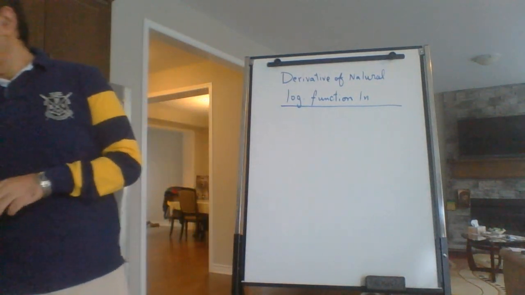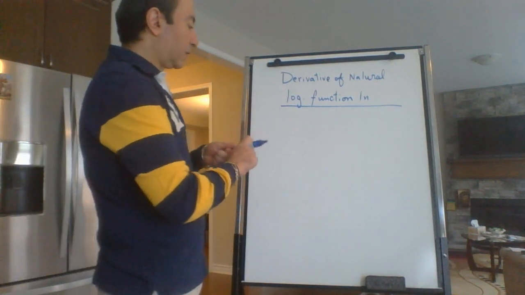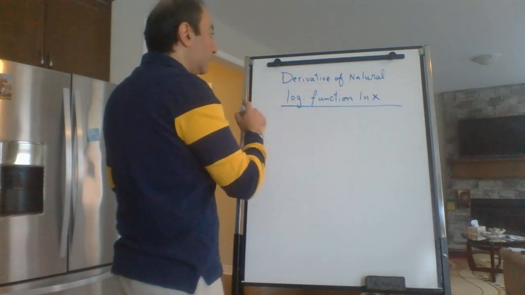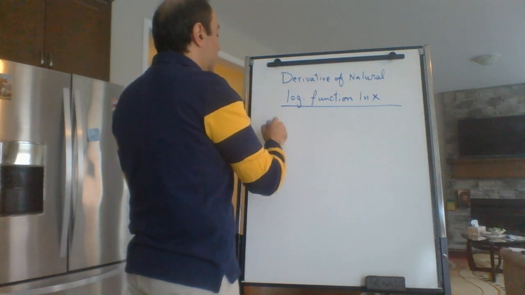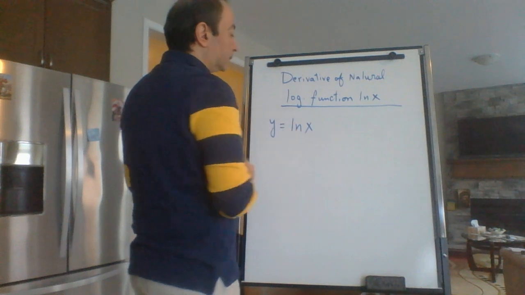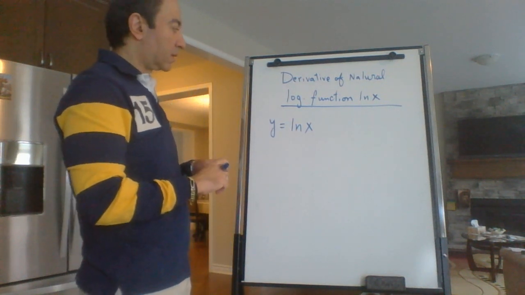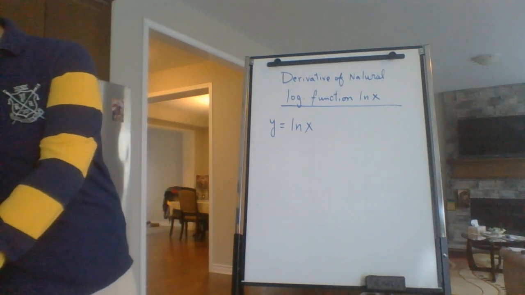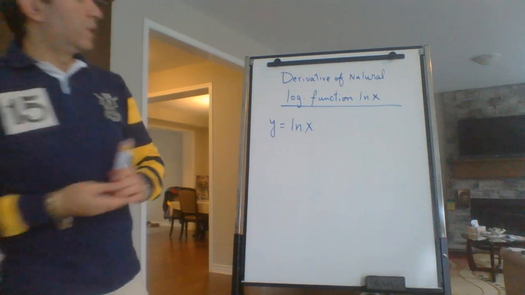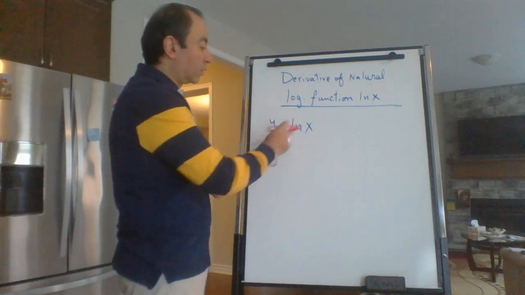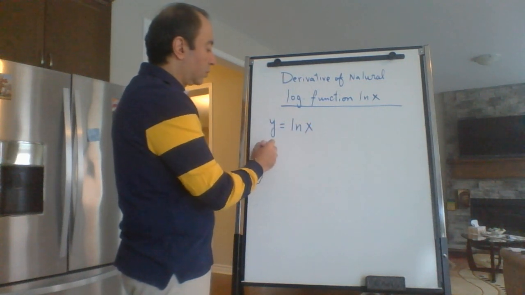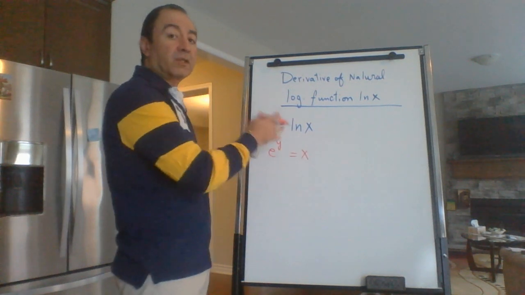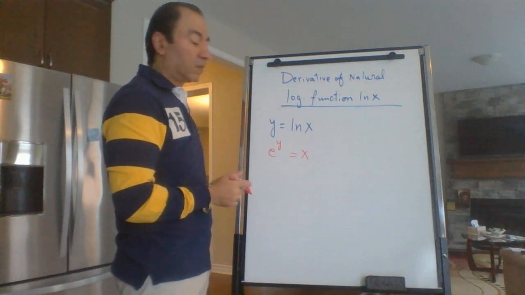Now let us try to find a rule for the derivative of ln x. Let's say y equal ln x, and I want to find the formula for the derivative of y equal ln x. We can rewrite this in exponential form: base, exponent, result. So e to the power of y equal x. I switched from natural log to exponential form.